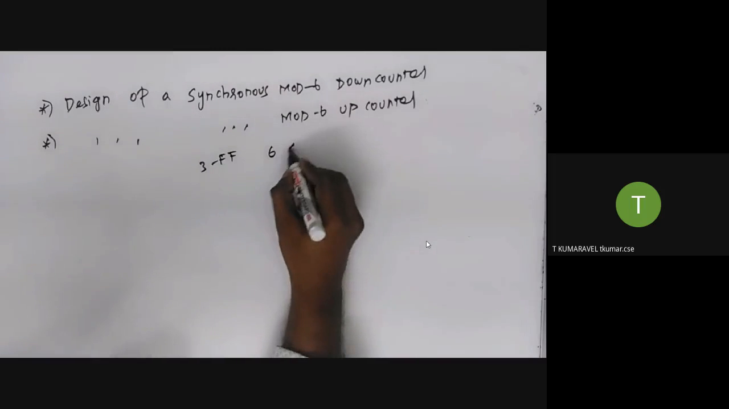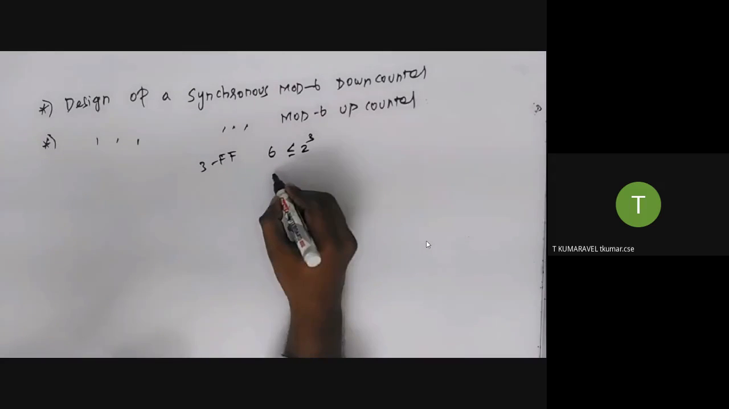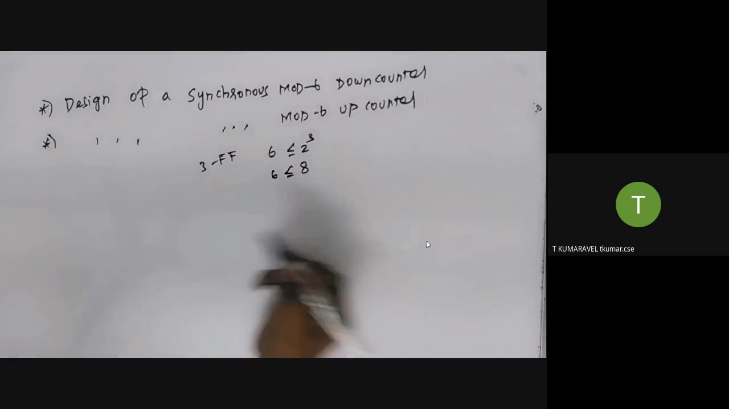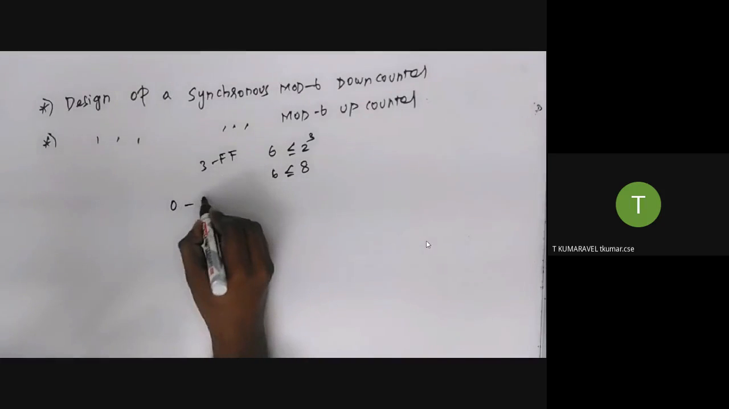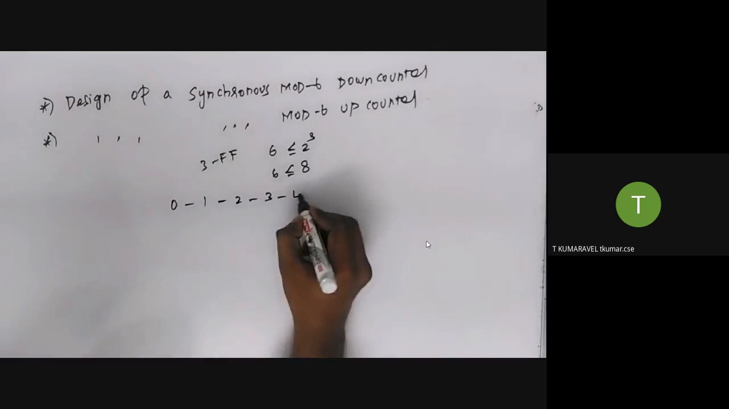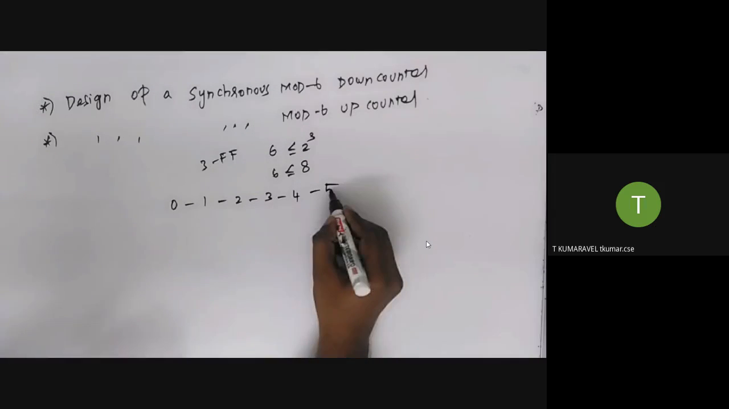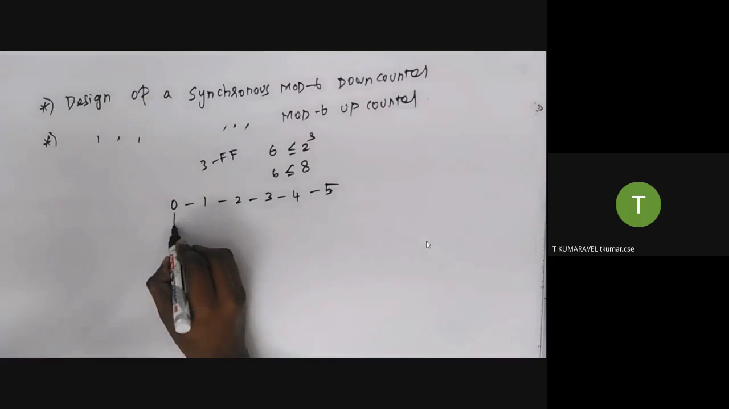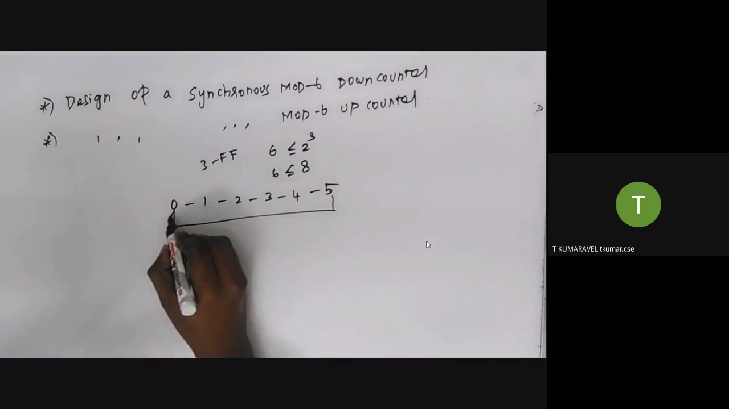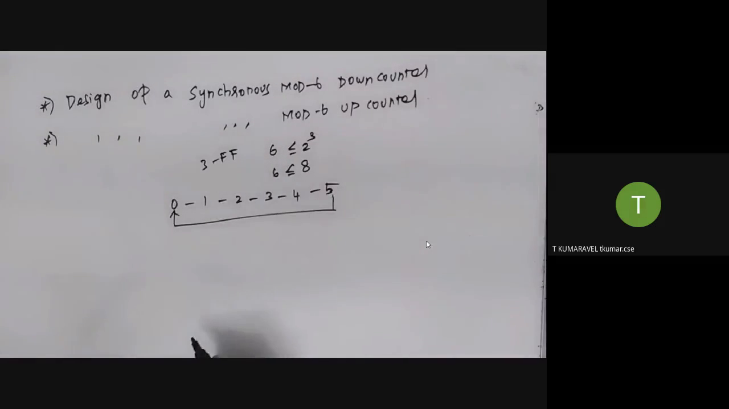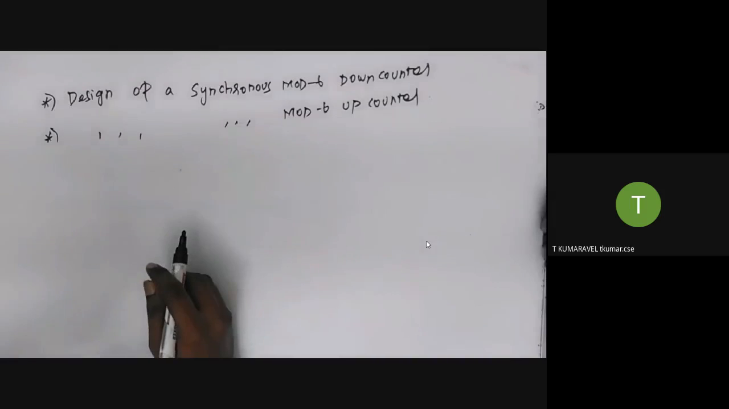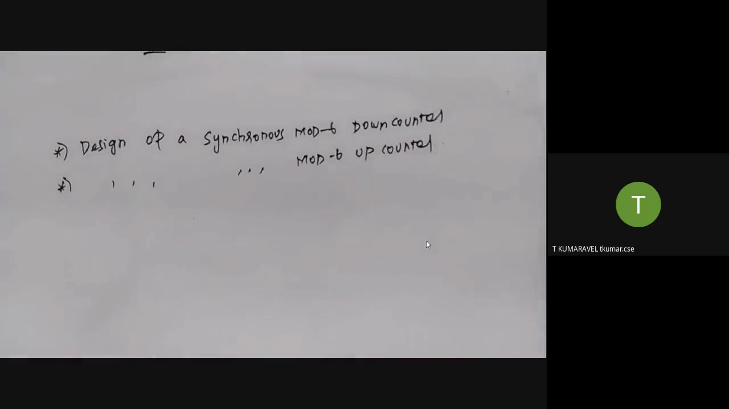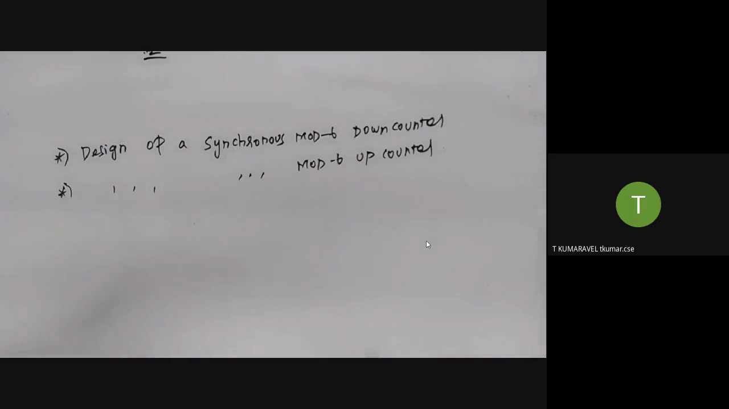In order to implement that concept, it needs 3 flip-flops. So 6 is less than or equal to 2 power 3, the condition is satisfied, so 8. How many states are available? This is an up counter: 0, 1, 2, 3, 4, and 5. Once after reaching 5, if you provide one more clock cycle, it will reach the starting state. This is the idea, so based on that, you will do it. The next problem I will work out. These are two problems you want to solve yourself in your book.